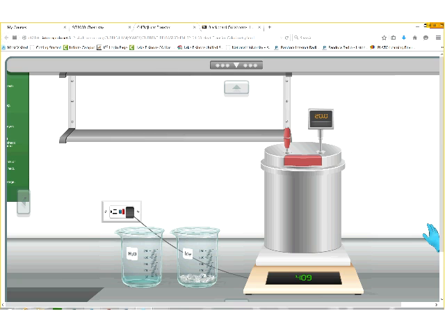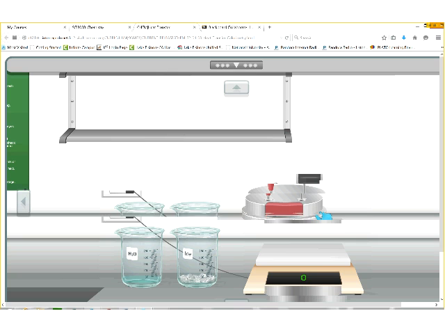Very good. Okay, so what I'm going to do now is I'm going to take off the calorimeter. I'm just kidding. I'm going to take the lid off.